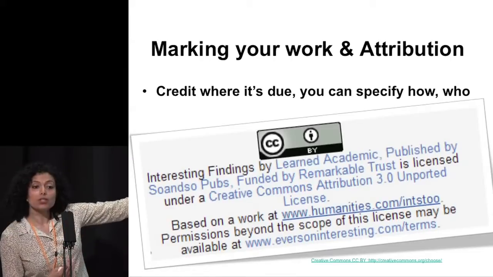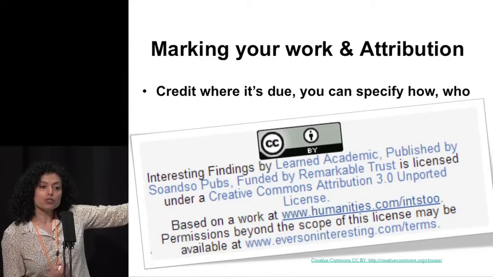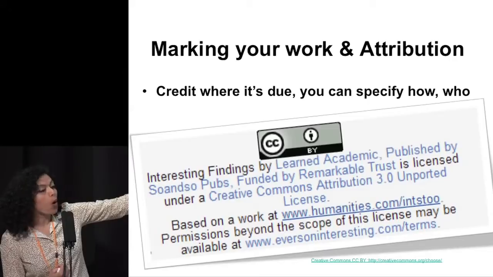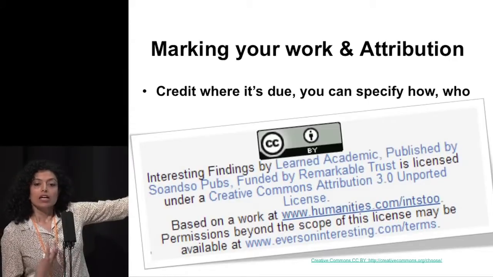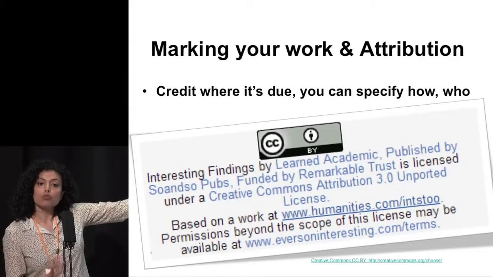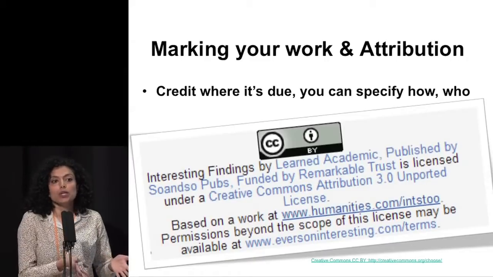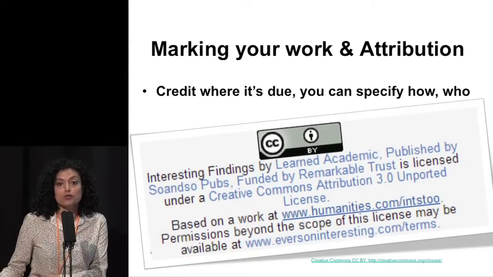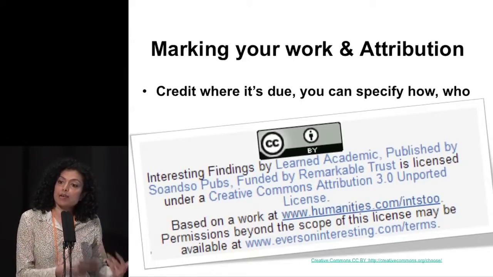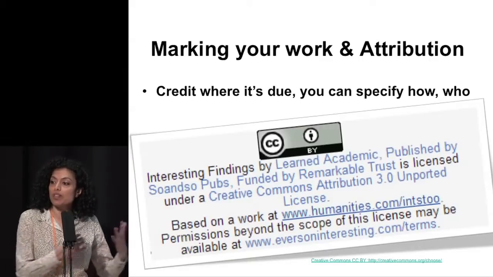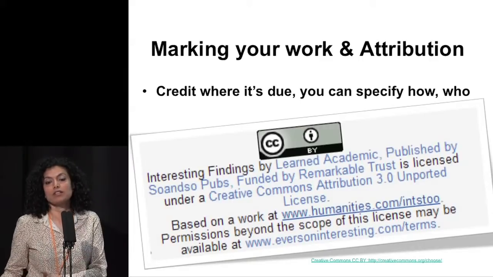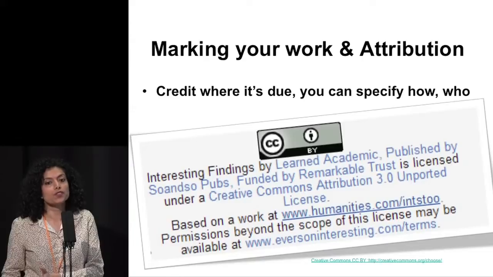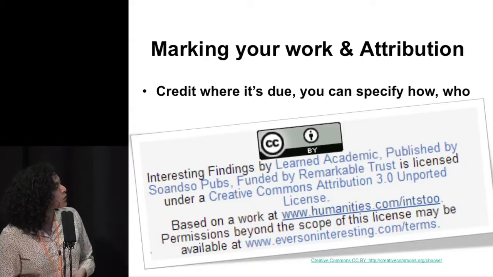So attribution, you can specify how you want to be attributed, who you want to be attributed, where you want to be attributed. You can ask that your original work be linked back to, so that if you're worried about, say, Jocelyn's going to take my work and make a real hash of it, I don't want any association with it, you can ask that I link back to your original work so people can see, well, that was really good, this is the rework of it, which isn't as good. So the integrity of the work is preserved.